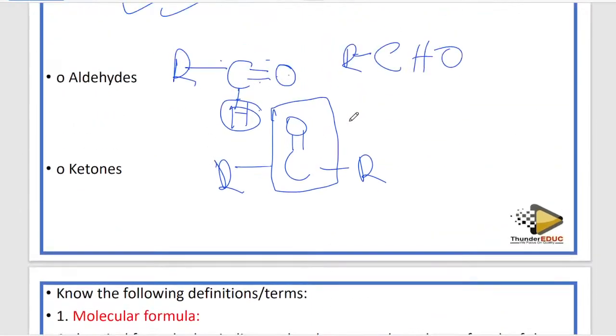So those are ketones. The major difference between the aldehydes and the ketones is that the aldehyde doesn't have any carbon atom here. It only has a hydrogen and is always at the end. If you look at this one, you'll find it's like this. You see? It's like that. So this side is an alkyl.